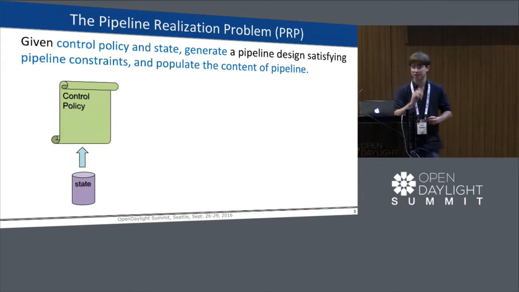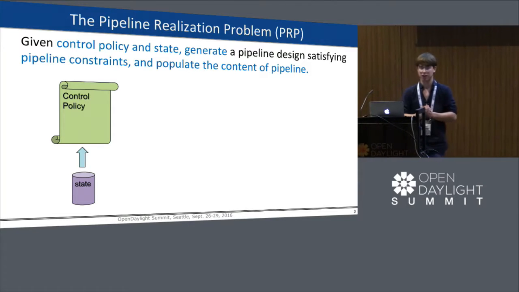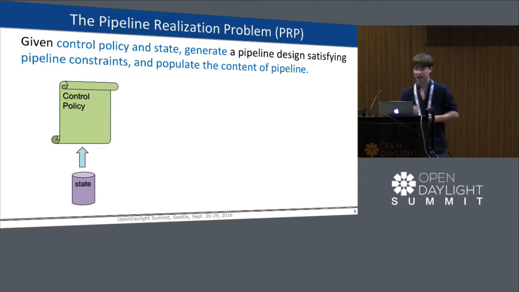This, however, leads to the packet realization problem. That is, given a control policy, a program that we'd like to implement on our switch, and the current state of the network, how do we generate a pipeline design satisfying the pipeline constraints, such as maximum pipeline size and memory in any one table, and populate the content of that pipeline?